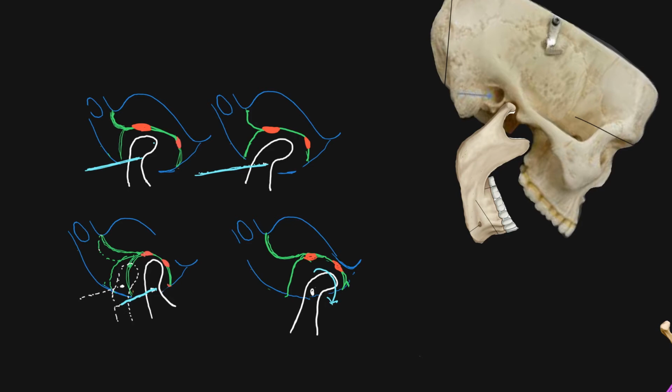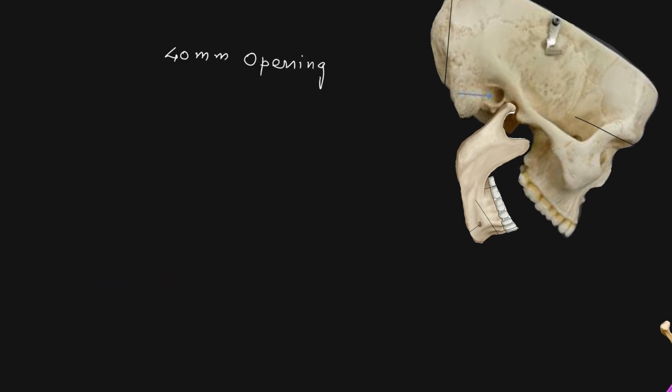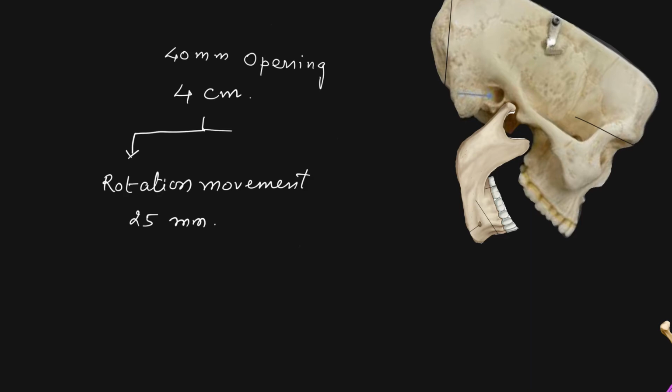Now here there is a ratio. If I open my mouth up to 40 millimeters, that is 4 centimeters, my rotation gives 25 millimeters, while the gliding movement gives up to 15 millimeters. I can open my mouth maximum up to 50 millimeters, that is 5 centimeters. But again, it is an average ratio, variable from person to person.